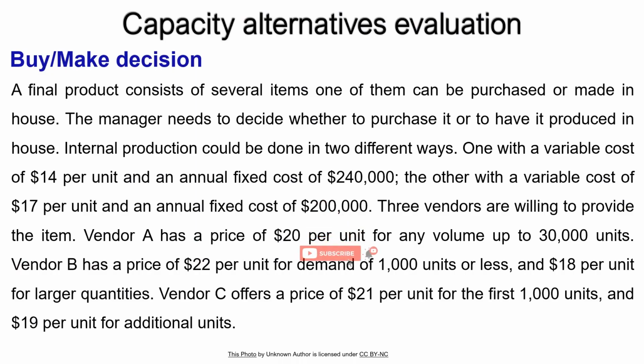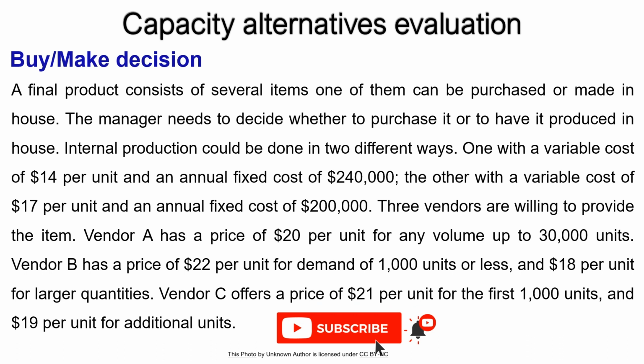A final product consists of several items. One of them can be purchased or made in-house. The manager needs to decide whether to purchase it or to have it produced in-house. Internal production could be done in two different ways. One with a variable cost of $14 per unit and an annual fixed cost of $240,000. The other with a variable cost of $17 per unit and an annual fixed cost of $200,000.